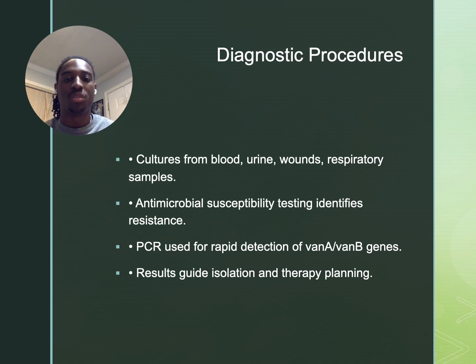Many hospitals use PCR testing. PCR testing detects the genetic material of resistant strains and can give results within hours instead of days. And rapid diagnosis is extremely important, not only for selecting the right antibiotic, but also for infection control. If a patient is positive for VRE, they must immediately be placed on contact precautions.